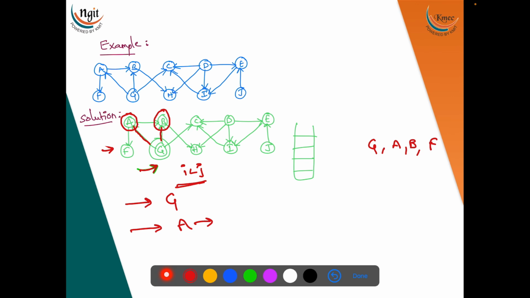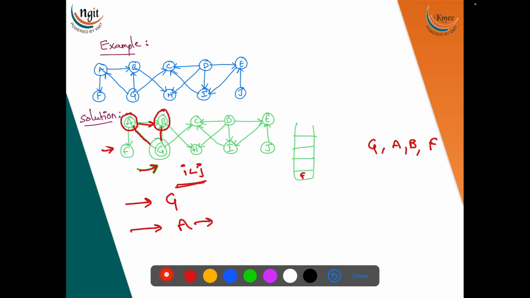Now visit F, look for unvisited neighbors. Since F has no unvisited neighbors, push F into the stack and move back to node A. A has B, and B has unvisited neighbors. So what is the stack meant for? Whichever vertices have no unvisited neighbors, that vertex has to get pushed into the stack.